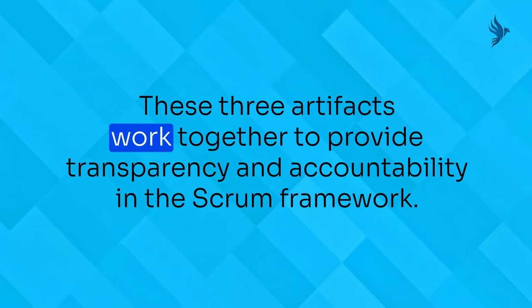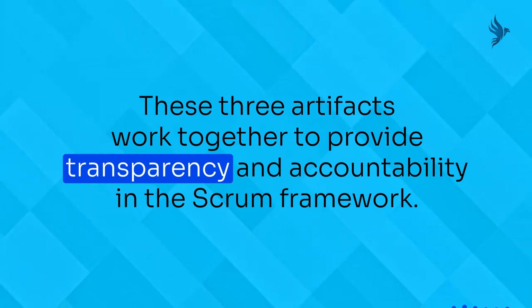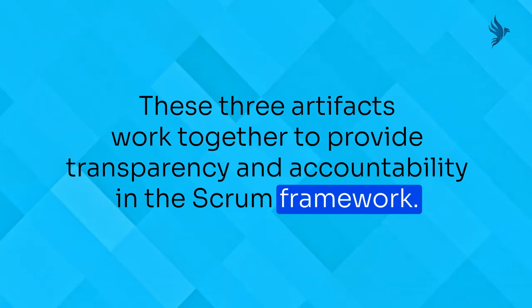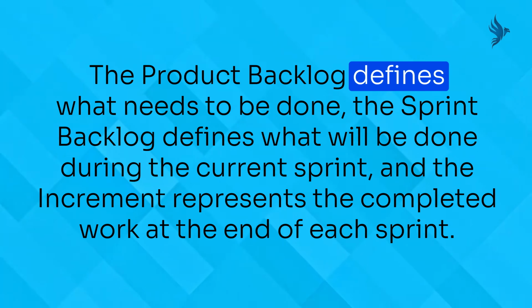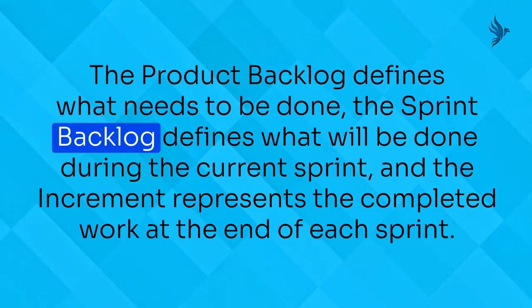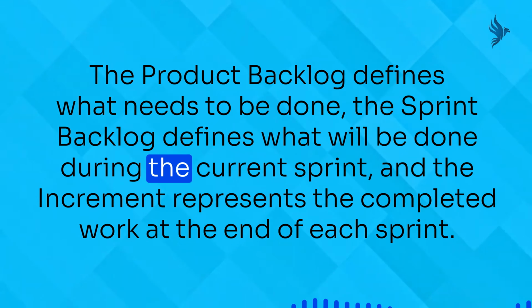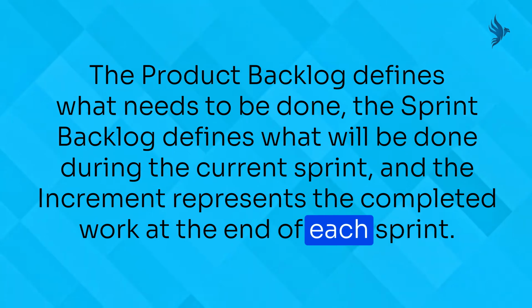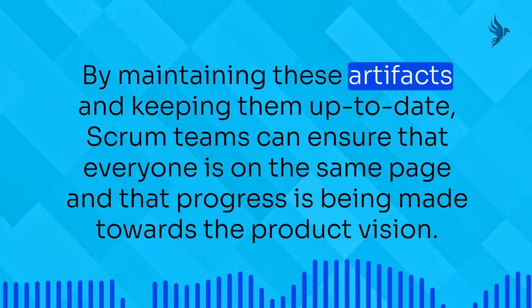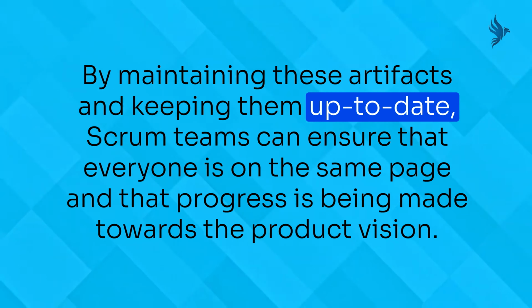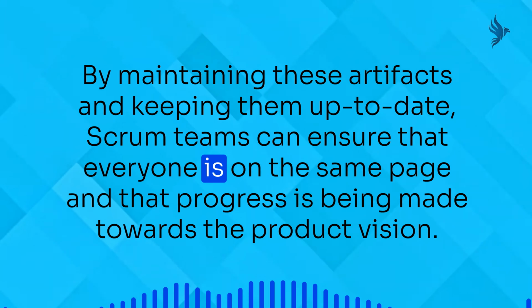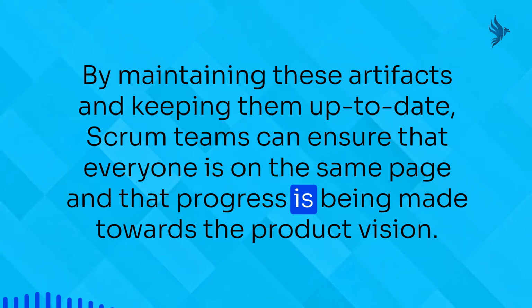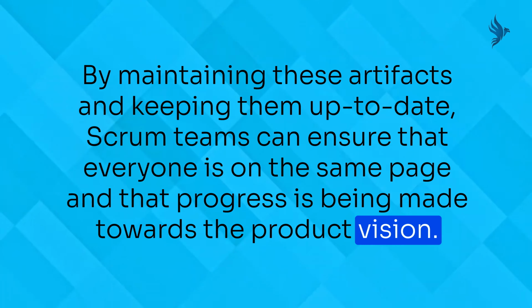These three artifacts work together to provide transparency and accountability in the Scrum framework. The product backlog defines what needs to be done, the sprint backlog defines what will be done during the current sprint, and the increment represents the completed work at the end of each sprint. By maintaining these artifacts and keeping them up to date, Scrum teams can ensure that everyone is on the same page and that progress is being made towards the product vision.